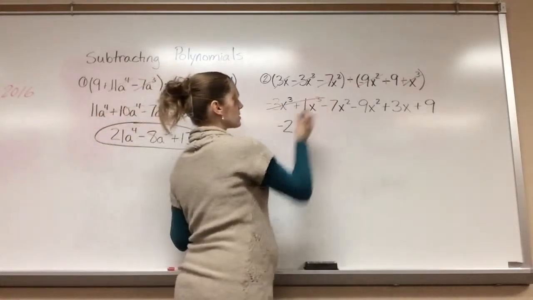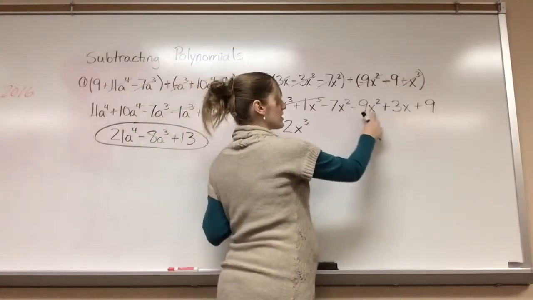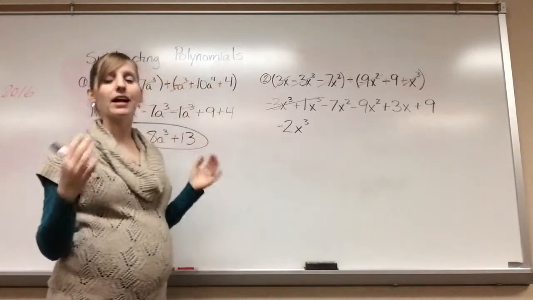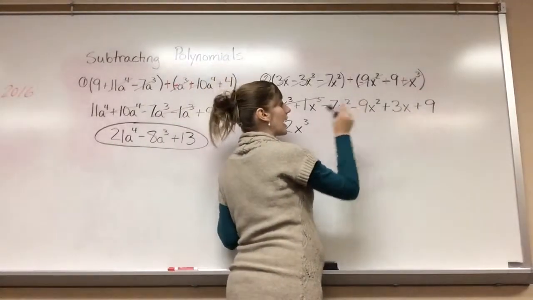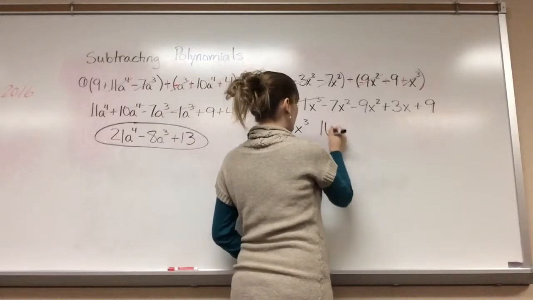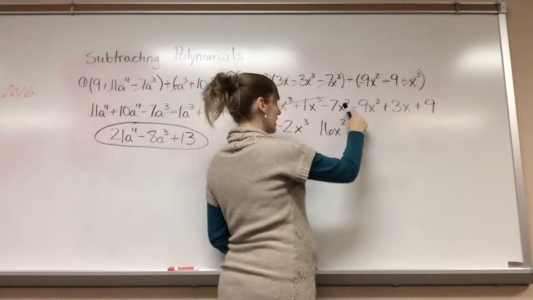So I've combined those. After that, I need to combine my x to the seconds because they have the exact same letter, exact same exponent. I can put them together. Negative 7, negative 9. They have the same sign, so I do add them. I get 16, x to the second. Keep the sign of the bigger number, so I need that minus sign.